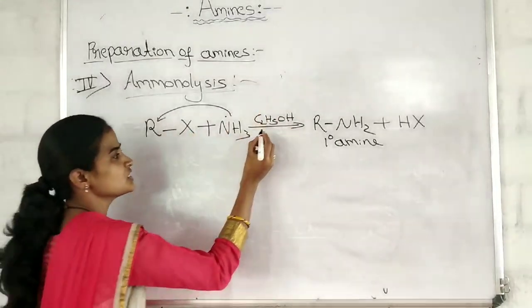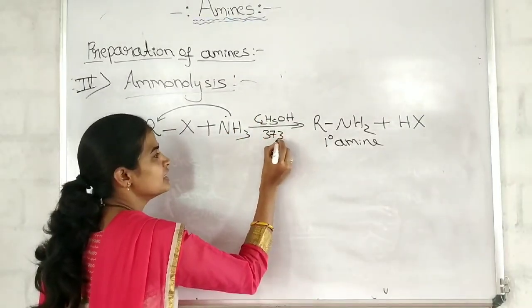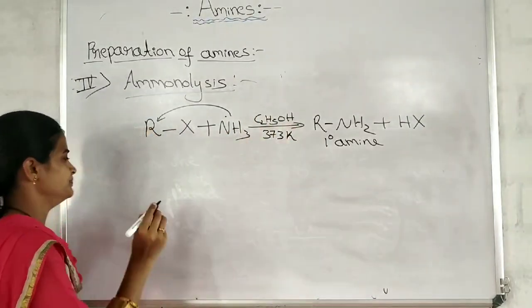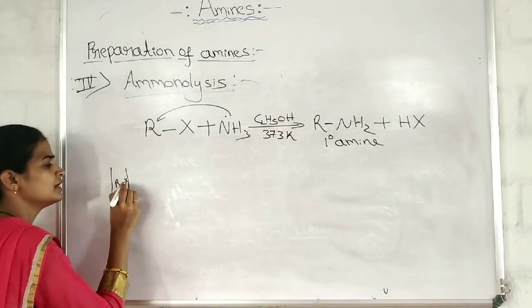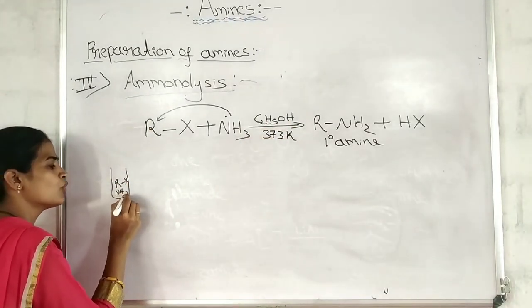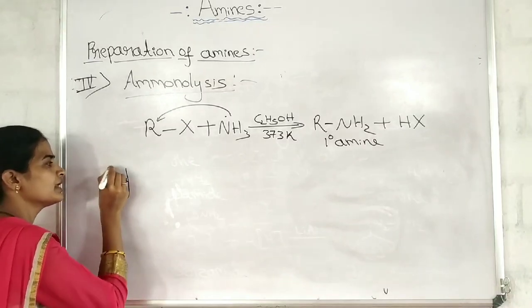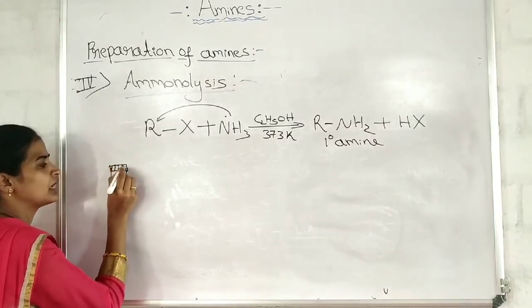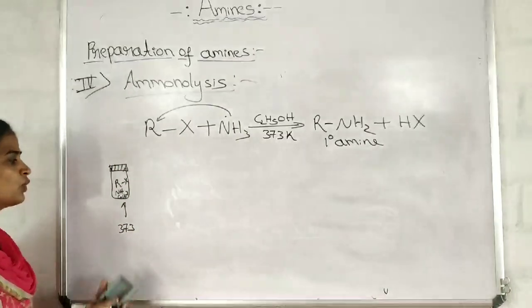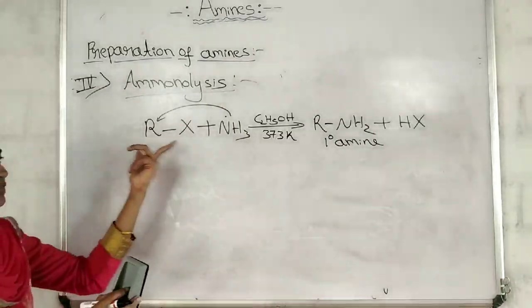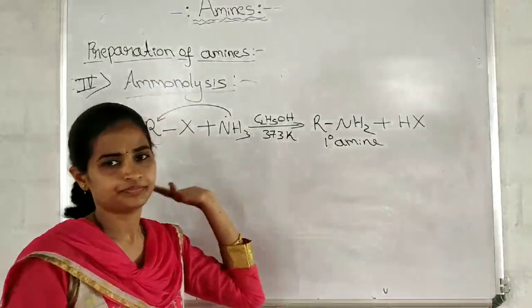This reaction is carried out at 373 Kelvin temperature. Actually, alkyl halide and alcoholic ammonia are taken in a sealed tube and heated to 373 Kelvin. Then what happens? Breaking of this bond takes place to form the primary amine.